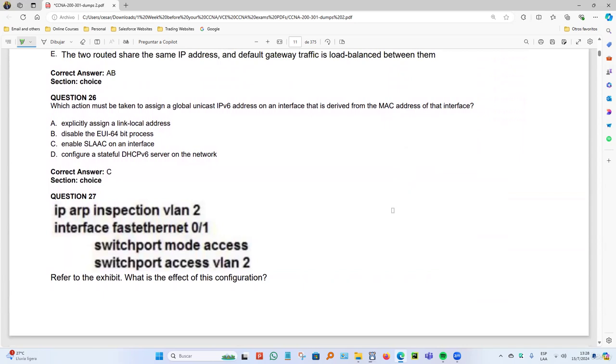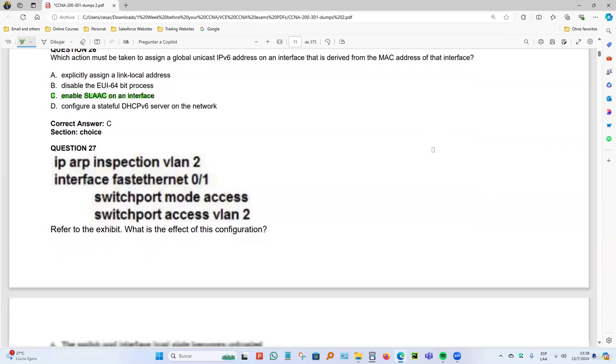Question 26. Which action must be taken to assign a global unicast IPv6 address on an interface that is derived from the MAC address of that interface? The answer is C. It enables SLAAC on an interface.